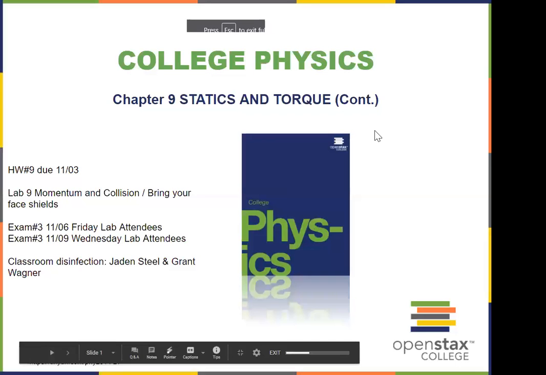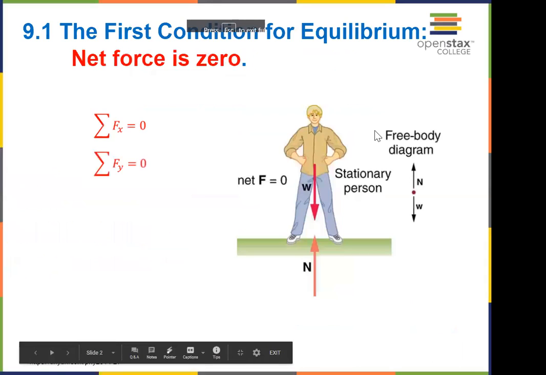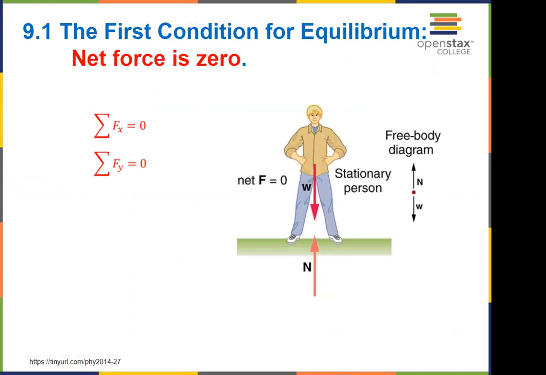So let's check what we learned last time. Last time we started chapter 9. Basically, we talked about static equilibrium. There are two conditions for an object to be in static equilibrium. The first is net force equal to 0. If this is one dimension, then you have net force equal to 0 in one dimension. But if it's two dimensions, then you expand it to the x and y directions, the two components to be 0 net force.